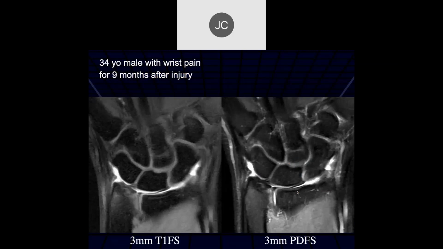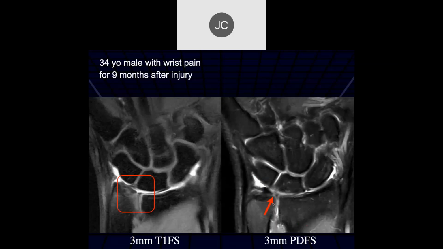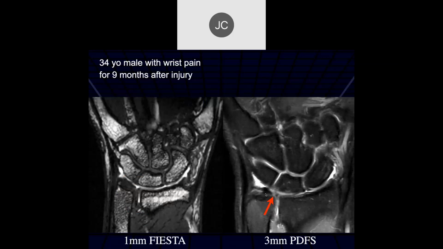Okay, 34-year-old male, wrist pain for 9 months after an injury. The central disc, the TFCC, looks like there's a tear. That looks like a little central perforation, right? With fluid going into the distal radioulnar joint. On the next image, we can also see it. And here we can see the articular cartilage of the radius, part of the TFC, central perforation, and the peripheral portion of the triangular fibrocartilage disc.